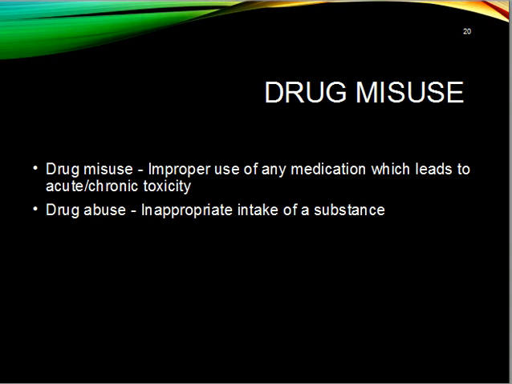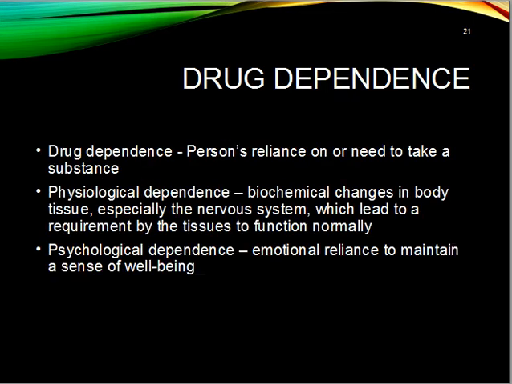So let's discuss drug misuse. Drug misuse: improper use of any medication which leads to acute or chronic toxicity. Drug abuse: inappropriate intake of a substance. And drug dependence: a person's reliance on or need to take a substance. That includes both physiological dependence, which is biochemical changes in body tissue, especially the nervous system, which leads to a requirement by the tissues to function normally, and psychological dependence: emotional reliance to maintain a sense of well-being.